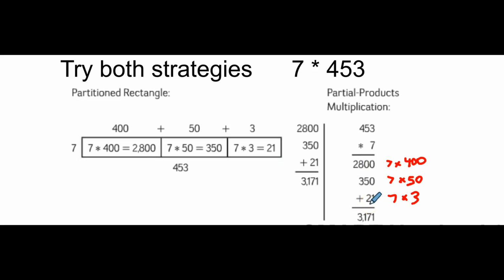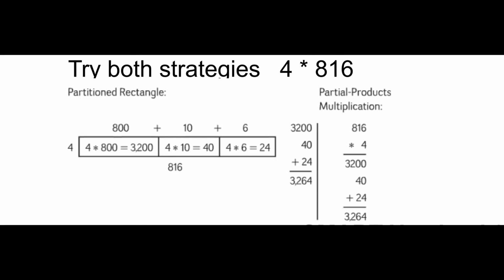Personally, I think you should start in the ones place and do 7 times 3 first. That would put 21 at the top. And then you would do 7 times 50. And then you would do 7 times 400. That's to get you ready for traditional multiplication, which you can use to solve problems if you know traditional multiplication, but you do also need to understand how to partition a rectangle and use partial products.